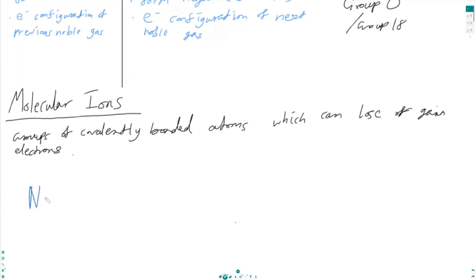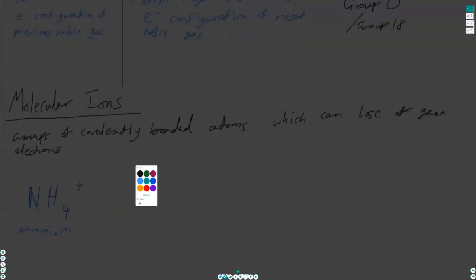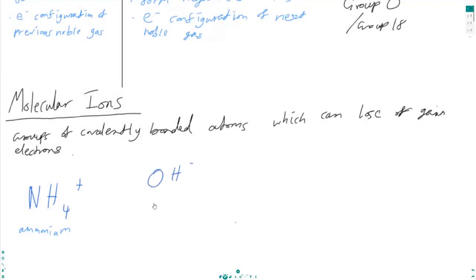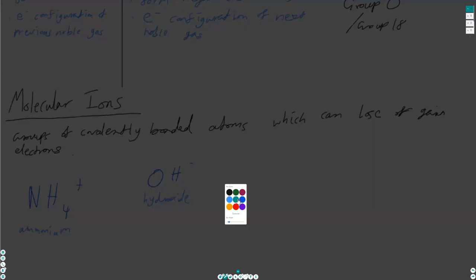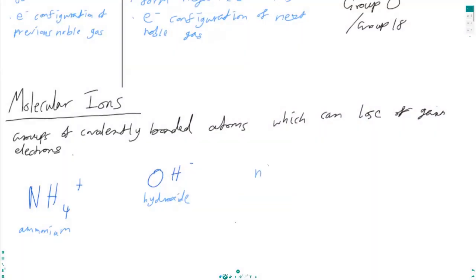So it's NH4 plus. That's a positive cation, known as the ammonium ion. I'll write that in a different color. Ammonium. We have OH minus, which is the hydroxide. We have nitrate, which I will write up here. And we also have carbonate and sulfate.